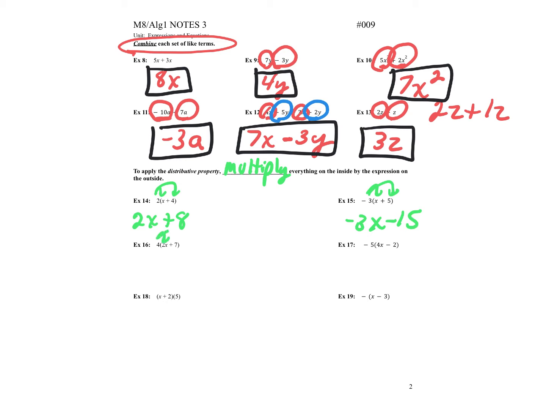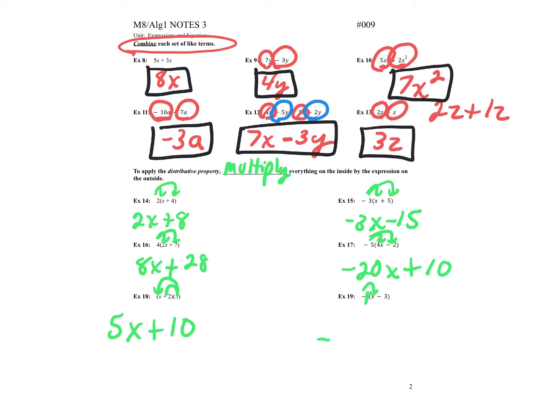Same thing here. 4 is on the outside, and you multiply it. So 8x plus 28. Negative 5 times 4, negative 20x. And a negative times a negative is a positive, so that's a positive 10. Then you're going to take this 5. This is the commutative property. It doesn't matter which side it's on, that is 5 times x, and 5 times 2, which is 10. Then, this is what I call invisible math, because you can't see the 1, but technically there's a 1 here. So this is negative 1 times x, and then negative 1 times a negative 3, which is a positive 3.